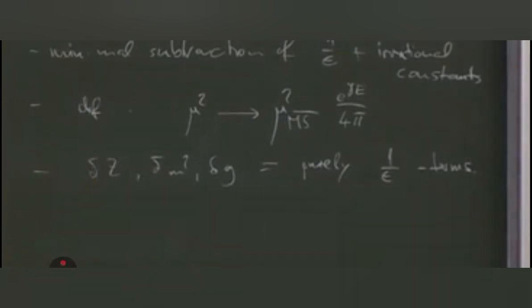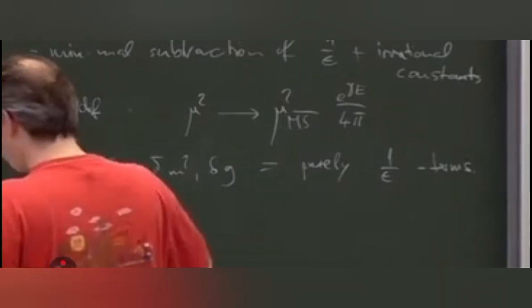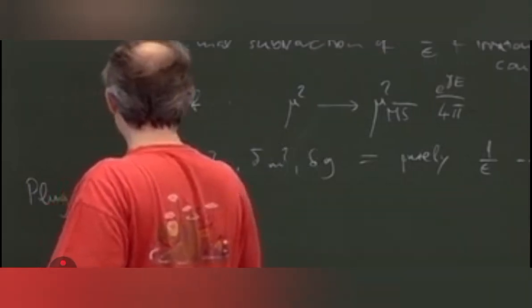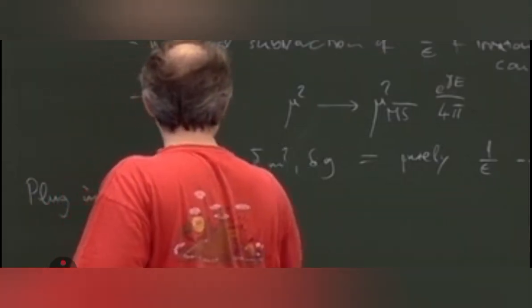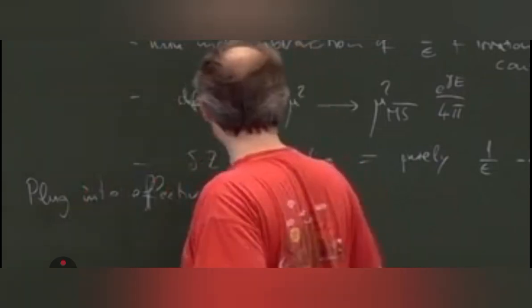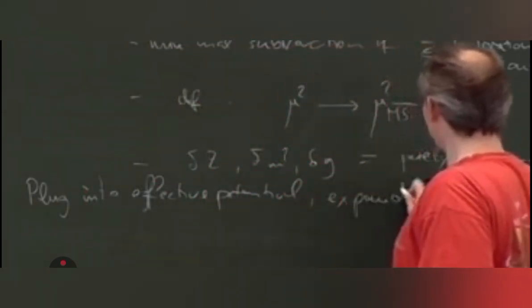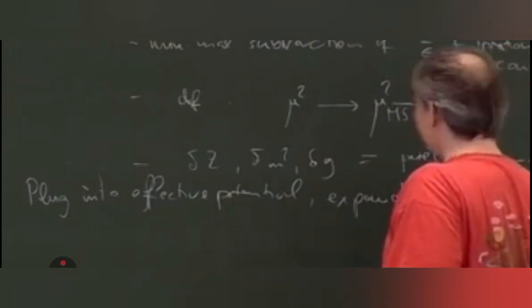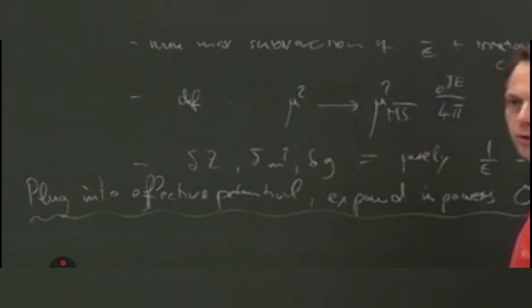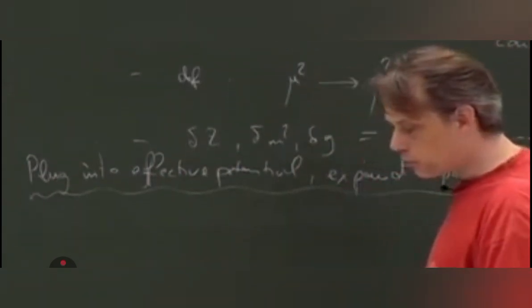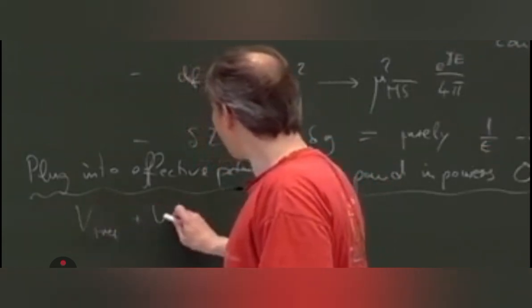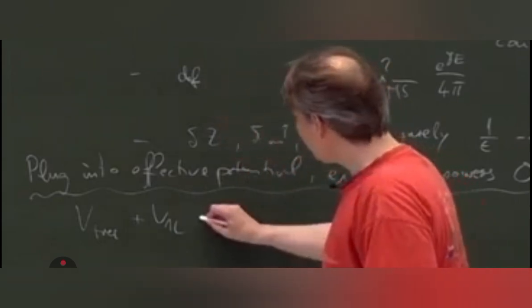And then we can simply plug this into the effective potential and expand in powers of loops, or equivalently in powers of h bar, because loops are proportional to h bar. And then we have the tree-level potential plus the one-loop potential equal to the following.